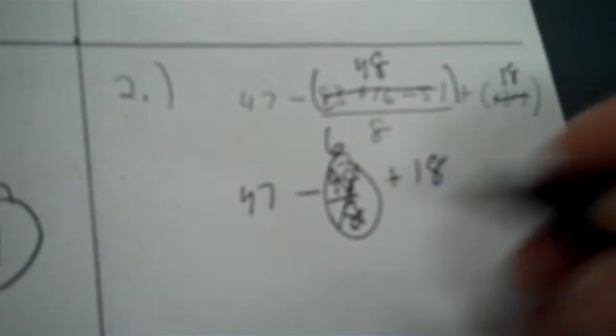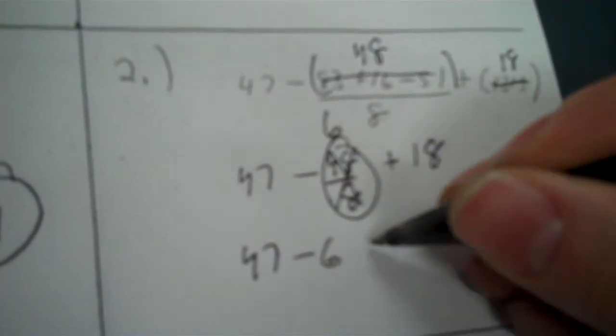Okay, so the parentheses are gone. There's no exponents, no roots. You got multiply, yeah, you have division right there. 48 divided by 8 is 6. So you have 47 minus 6 plus 18. Minus and plus, that's done on the same step. So at the same time, 41 plus 18 is 59. So when I say do it at the same time, that means just go straight forward.